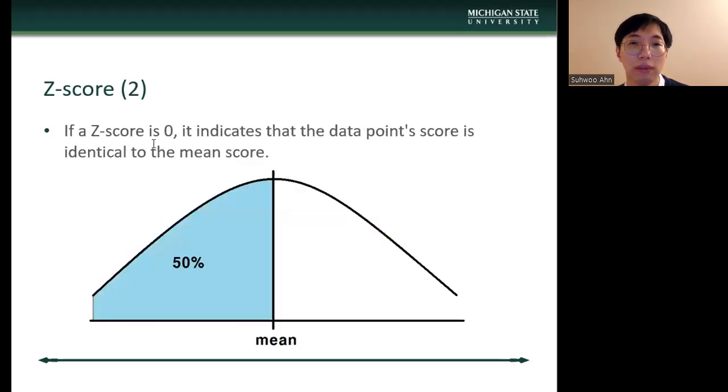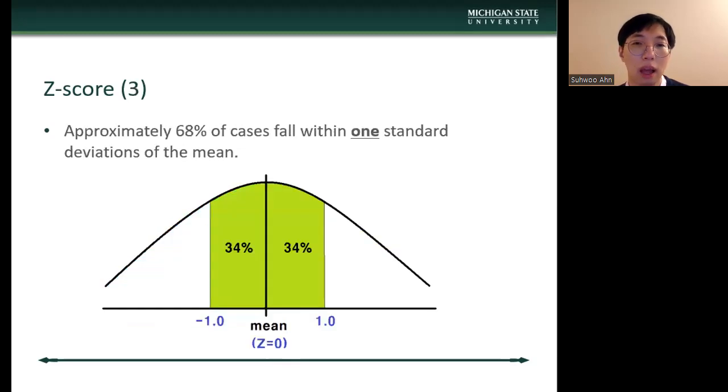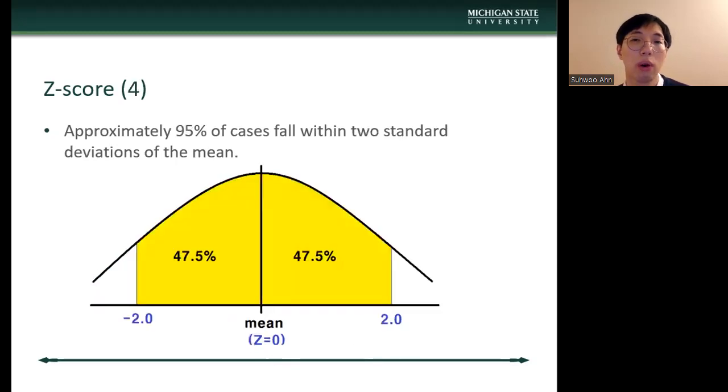So to summarize, if the z-score is 0, half of the people are below the mean and half are above, below the z-score of 0 or above the z-score of 0. And also, approximately 68% of cases fall within 1 standard deviation of the mean, between a z-score of -1 and +1. And also, within 2 standard deviations of the mean, between a z-score of -2 and +2, approximately 95% of cases fall within those values.